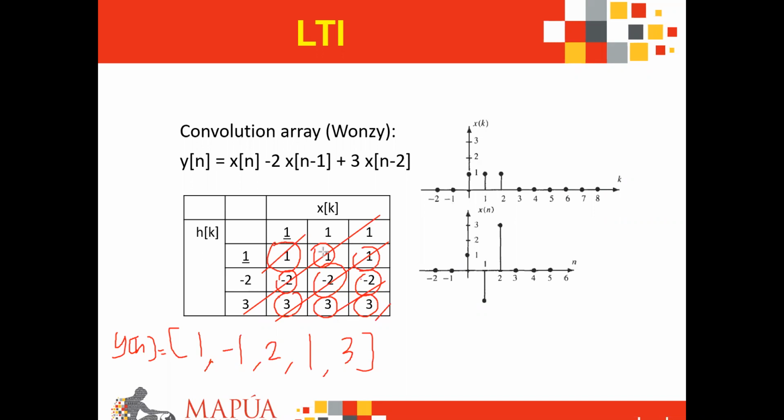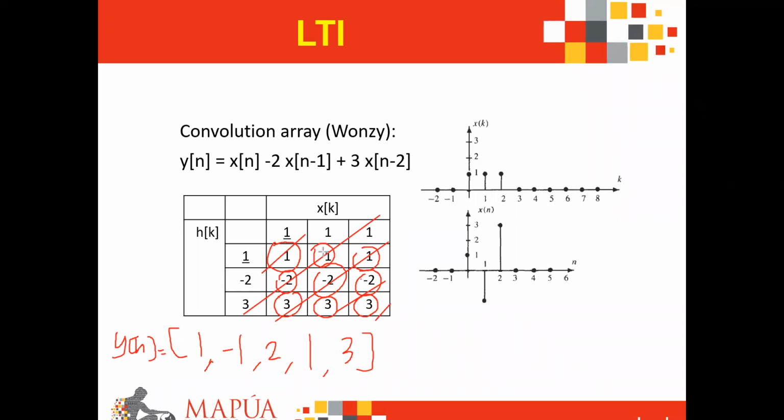Using graphical method, same answer. This is the same answer we got from when we were shifting the values. Alala nyo? Yung impulse response natin, sinishift natin. Yan din yung nakuha natin. And it's the same thing we got when we were doing the graphical method.